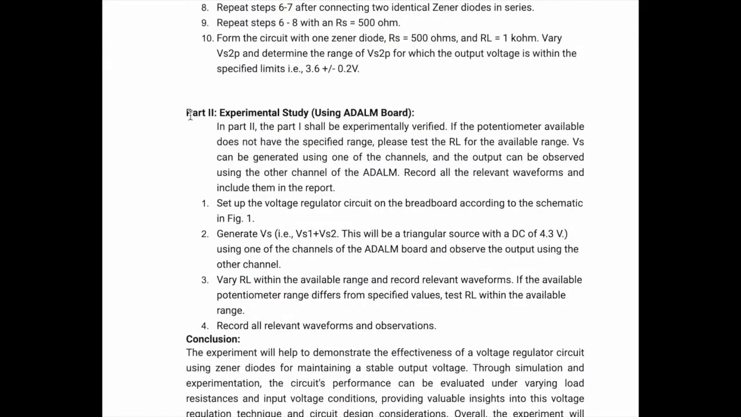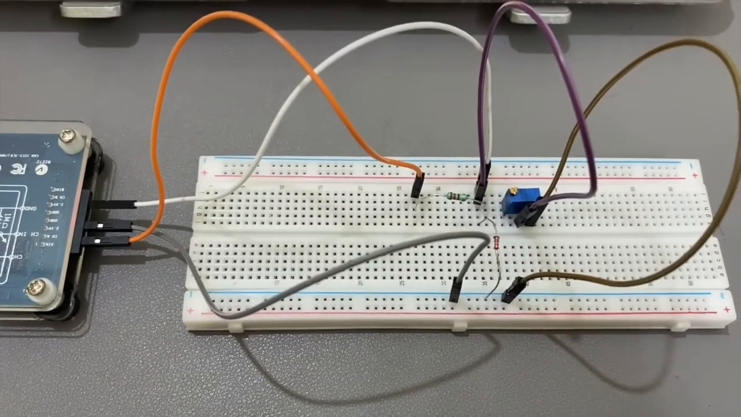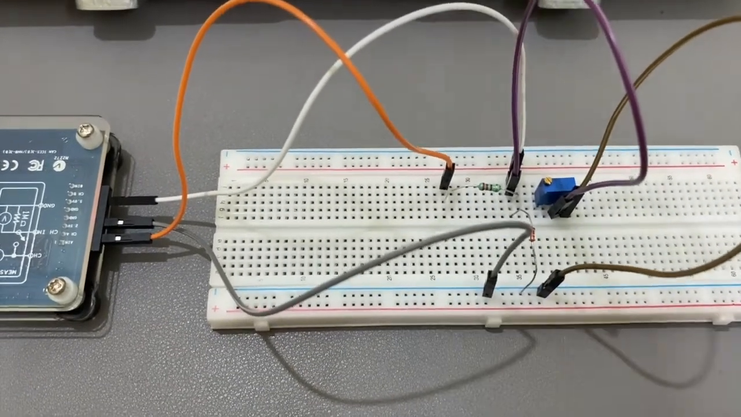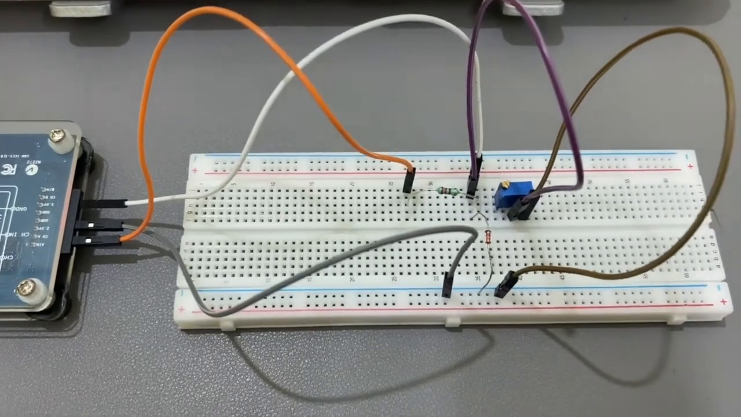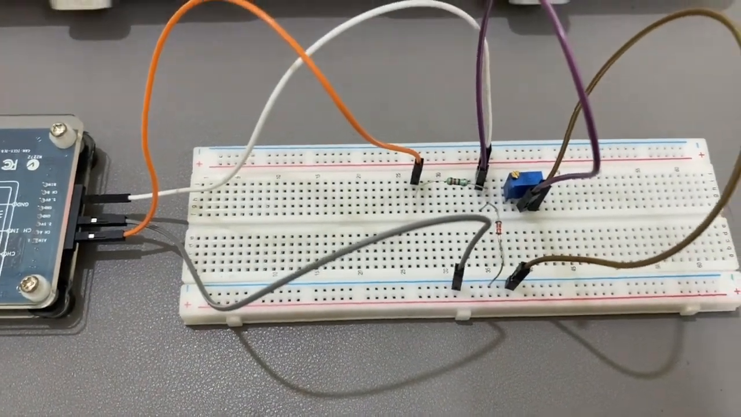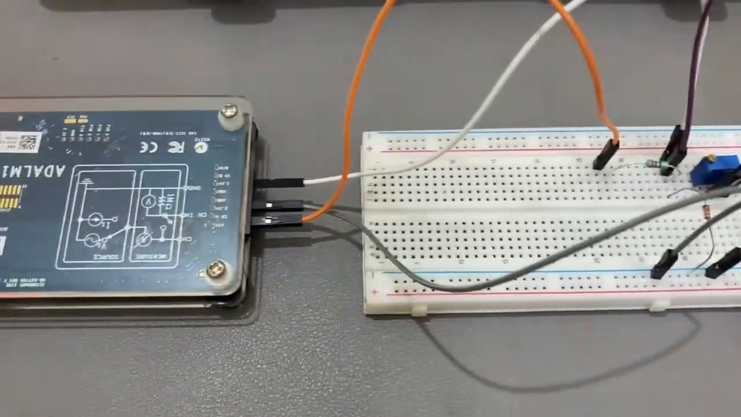In part 2, we will do the same as we did in part 1. We will just do everything the same on a breadboard. We will use the ADLM board as a voltage source in part 2. This is my part 2, in which I have to create the same circuit which I created in part 1 using LTSpice software. This is my circuit of figure 1 as shown on the screen.